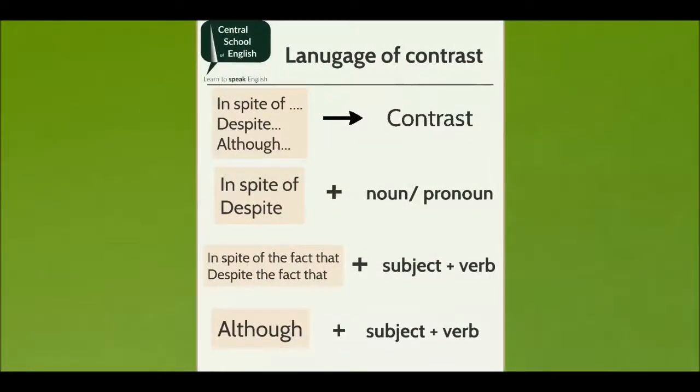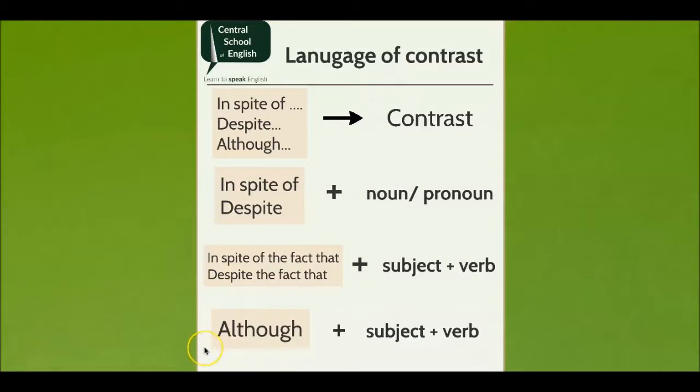In this video, we have practiced using the words in spite of, despite, and although to describe contrast. We have learned that when we use the words in spite of and despite, we follow these words with either a noun or a pronoun. If we want to follow the words in spite of or despite with a subject and a verb, we must use the expression the fact that.